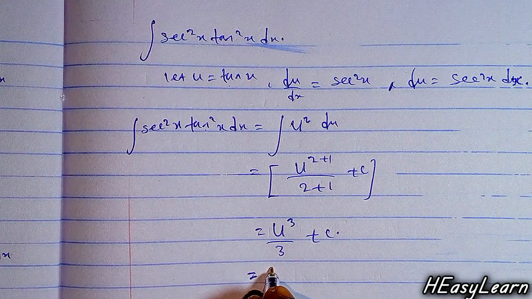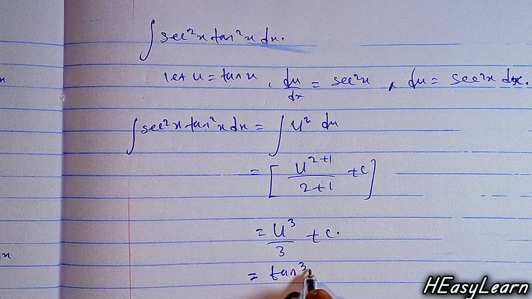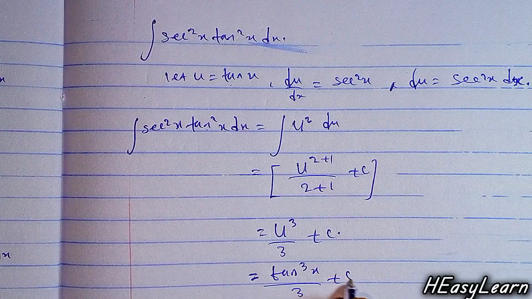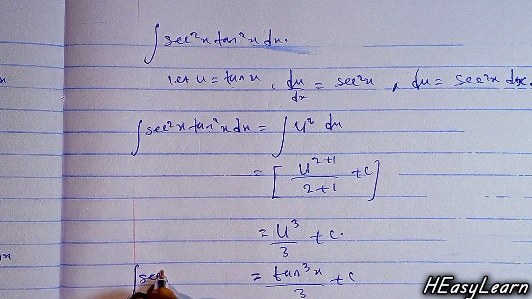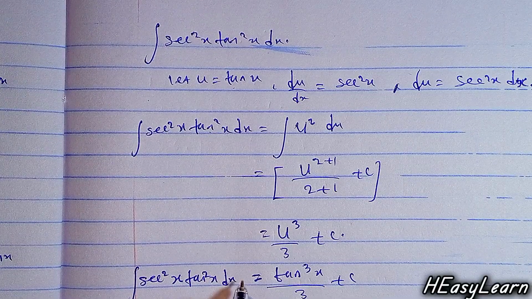What is u from above? u is tan x. This is tan cube x divided by 3 plus constant of integration. This is the integral of sec square x tan square x dx.